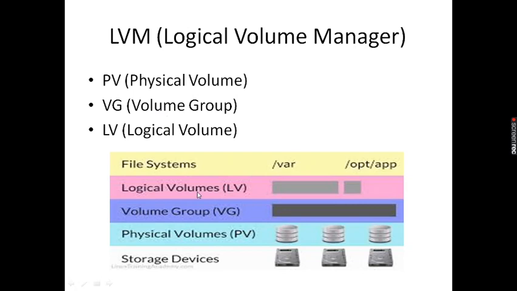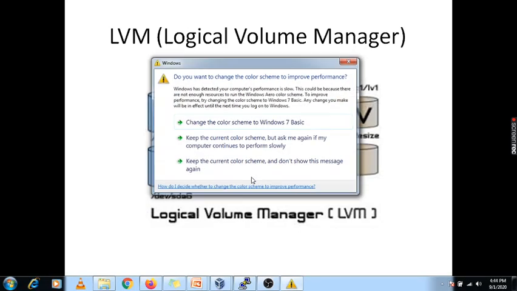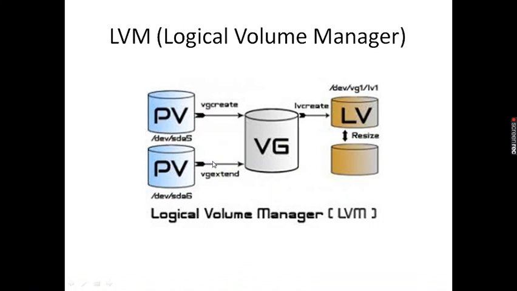So this is the diagram where this flow is going from the storage device. It will create the PV, then volume group, and then logical volume. So this is the flow when we are creating any LVM. So this flow only we need to follow. Once this LV is created, how is it going to be created? First we create the PV, then VG and then LV. So this is the method we can follow while creating any LV.